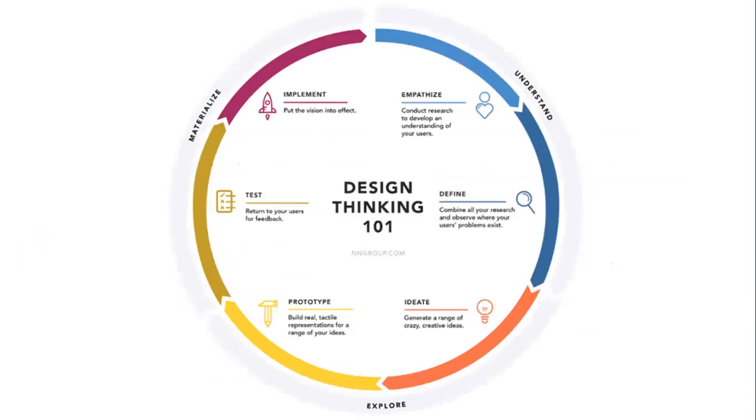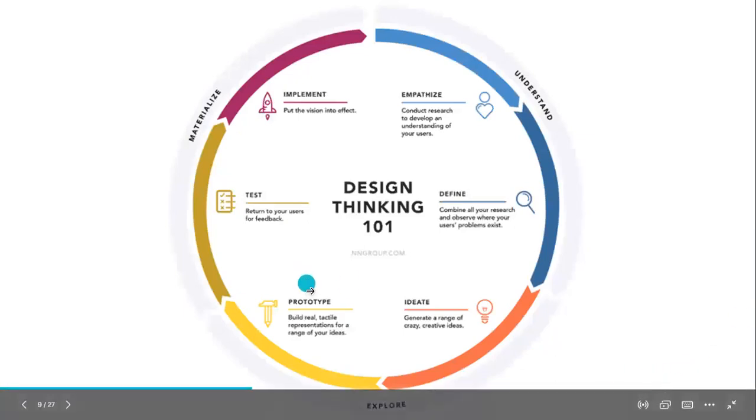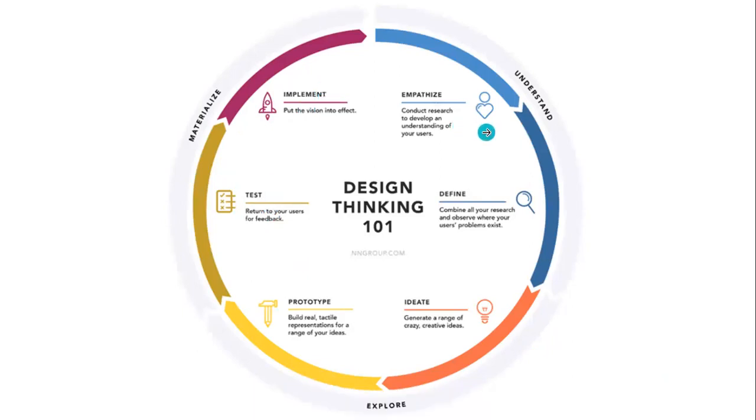So the first one is empathize. Next is define, ideate, prototype, test, and implement. So the first one is empathy. That is, you're going to conduct research to develop an understanding of your users. What do consumers face? What are the problems faced by consumers now? You have a furniture or a bed or anything. What do they want now? What problems are they facing now? What else do you want the bed to have? Like you have a sofa-come-bed. So many innovations have come. So let's see, what else do you need? Okay, that is what conducting research is.